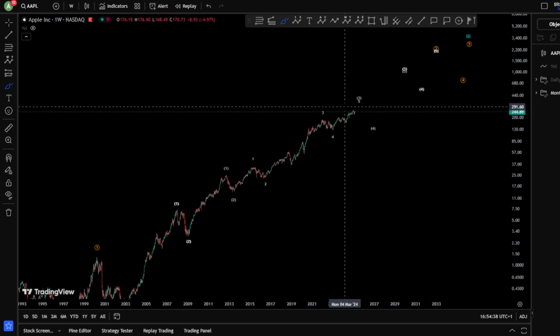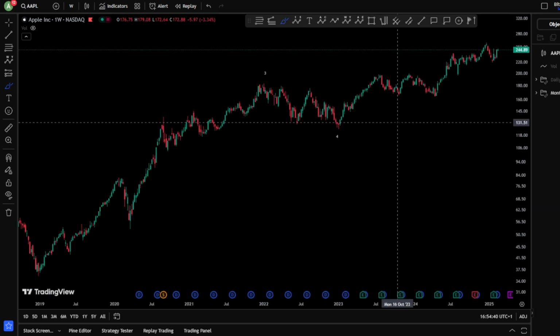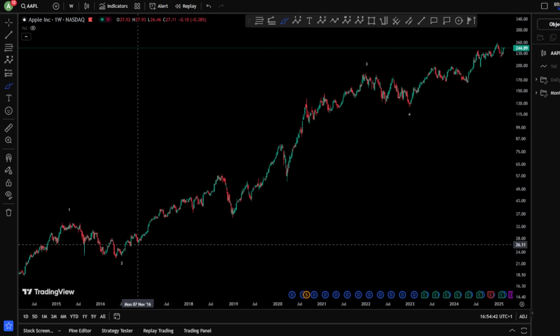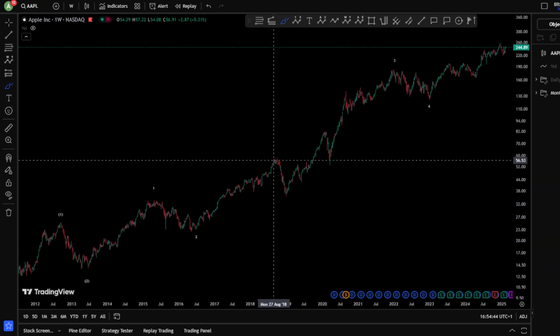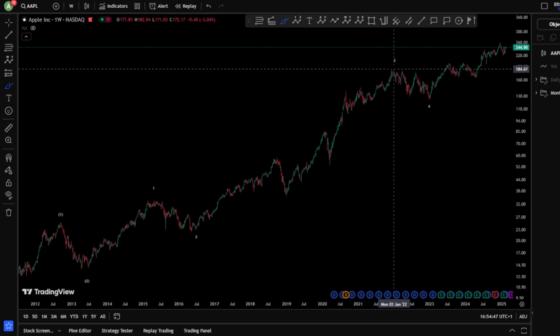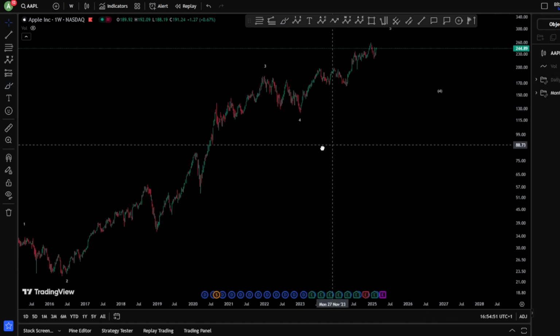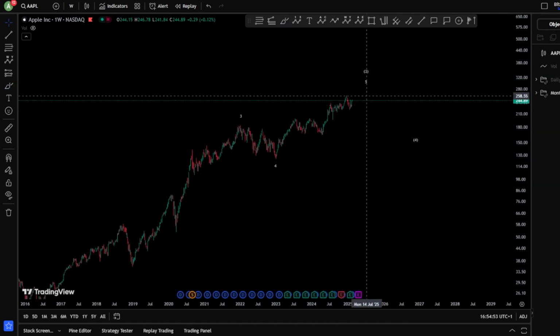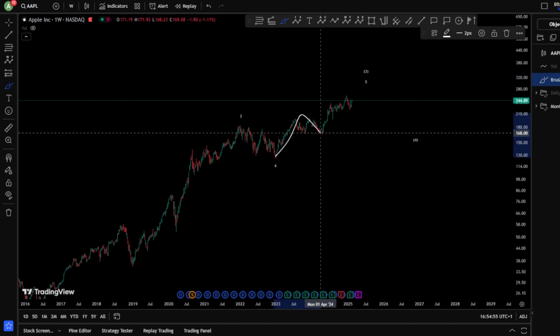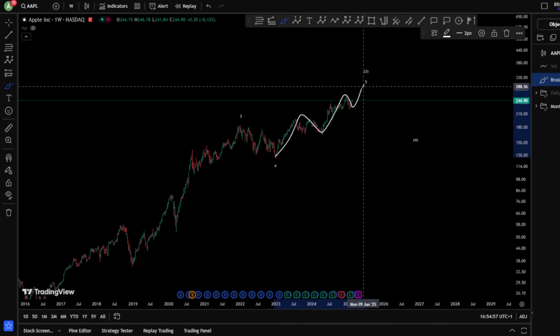Inside this wave, if we close up a little bit here, we can see, of course, that inside this wave we have a 1, 2, and then 1, 2, 3, 4, and a 5 for your wave 3, and finished a correction for a wave 4, and now continuation in an ending diagonal probably for your wave 5, 1, 2, 3, 4, and a 5.